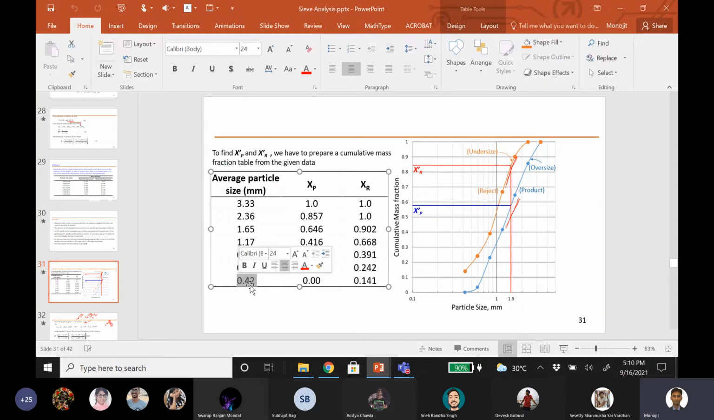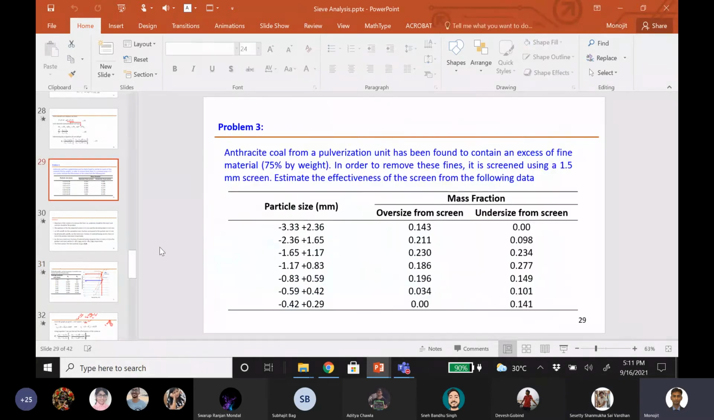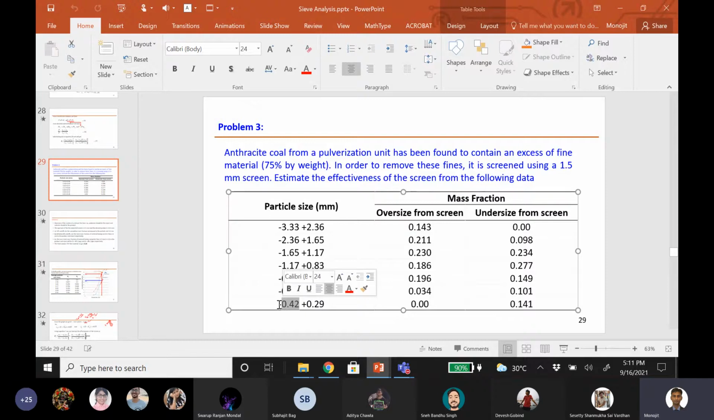What would be the phi? That is the cumulative mass fraction value for 0.42. That would be 0.141, because see, it is smaller than 0.42 and it is exactly matching with the definition of phi, which is the cumulative mass fraction. Yes, sir. Right, got it.